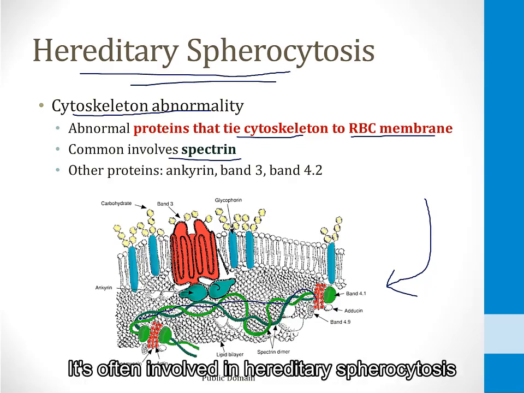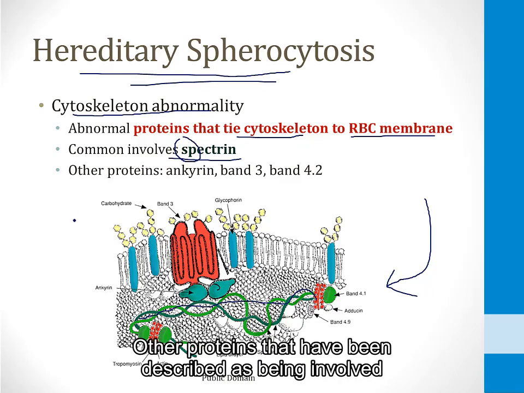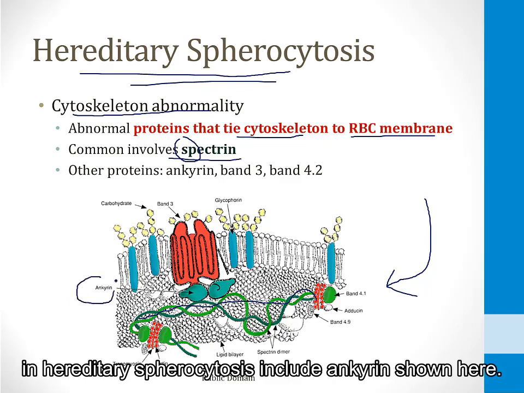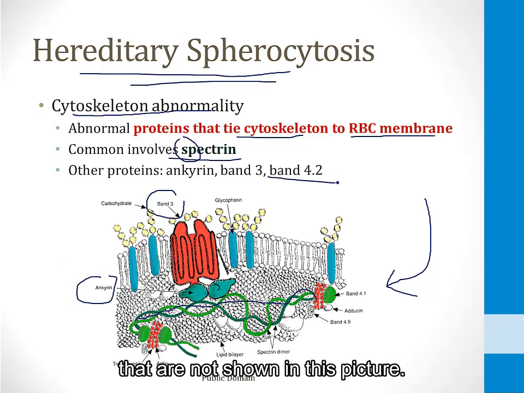It's often involved in hereditary spherocytosis, and it's easy to remember because it begins with the letters SP, just like spherocytosis. Other proteins that have been described as being involved in hereditary spherocytosis include ankyrin, shown here, also band 3, shown here, also band 4.2, and also a number of other proteins that are not shown in this picture.